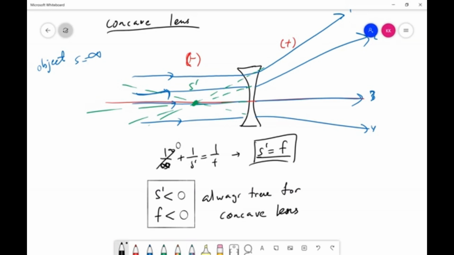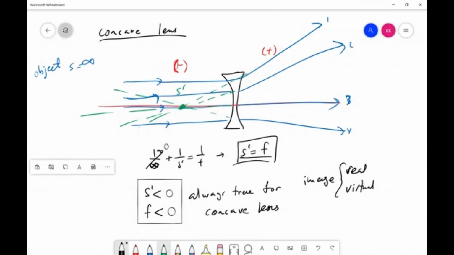And if I'm talking about the image itself, in terms of real and virtual, what type of image would this be? Real or virtual? Virtual. Yes, this one is virtual. And it's always going to be virtual. Now, there's one thing about a concave lens: you're always going to get a virtual image.